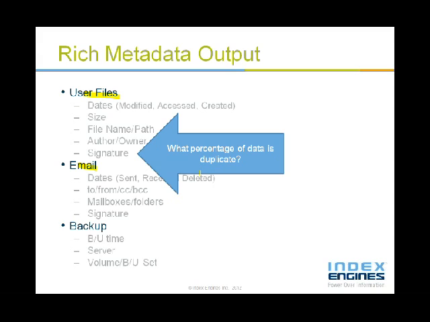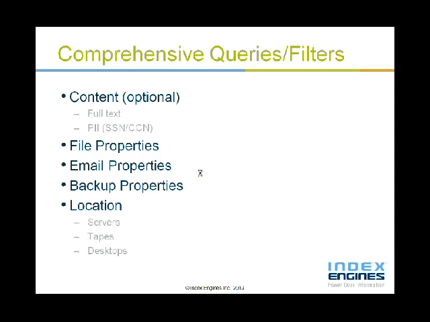What percentage of data is duplicate? We have customers that have 100 terabyte file servers, network shares. They go in there and do the data profile and find out 30 to 40% of it is redundant or duplicate data. So there's a bunch of queries and filters too. You can do some similar stuff.